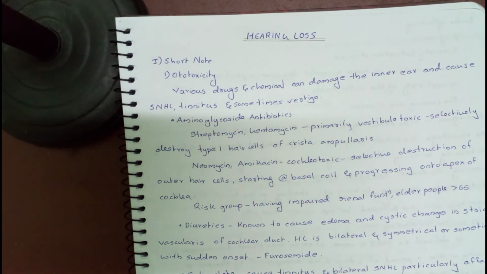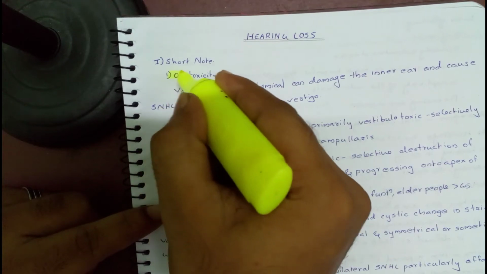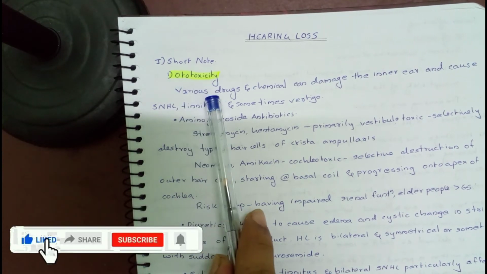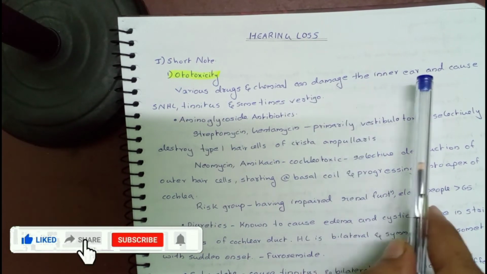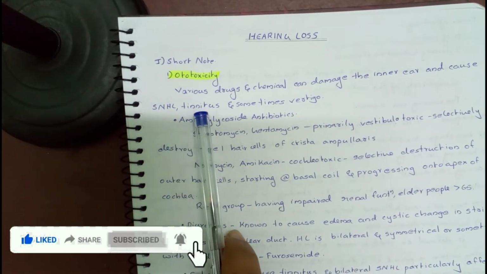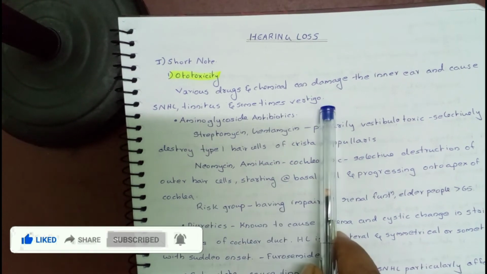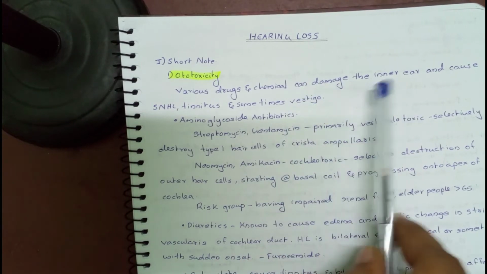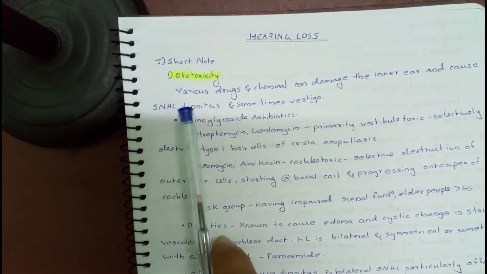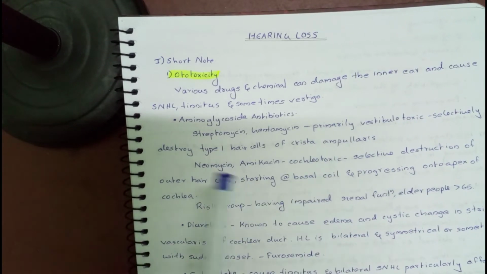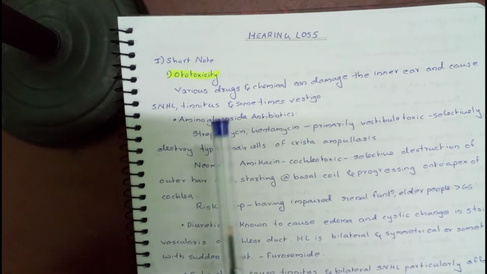Ototoxicity of ENT. So let's start the topic. The topic is ototoxicity. The definition: various drugs and chemicals can damage the inner ear and cause sensorineural hearing loss, tinnitus, and sometimes vertigo. This is ototoxicity, and these drugs are known as ototoxic drugs.